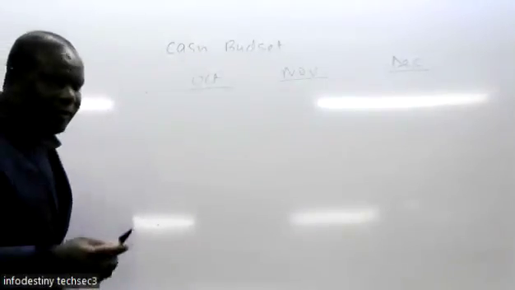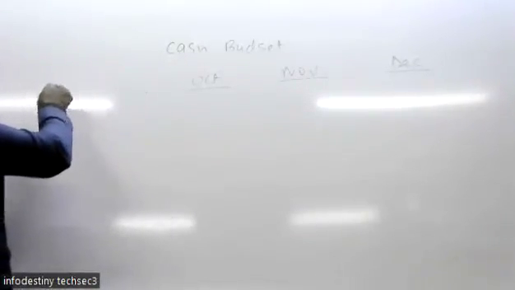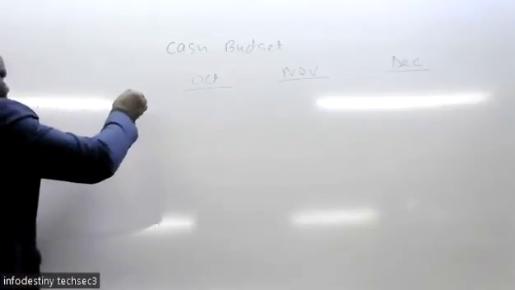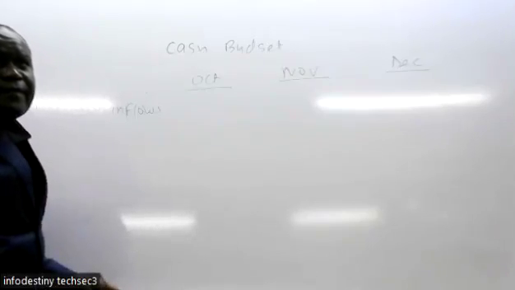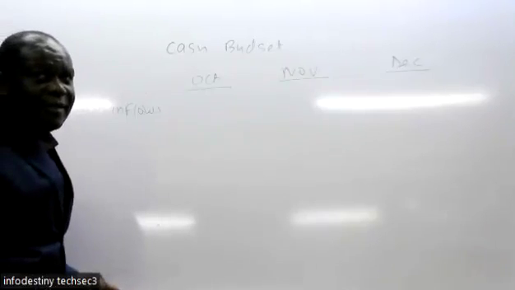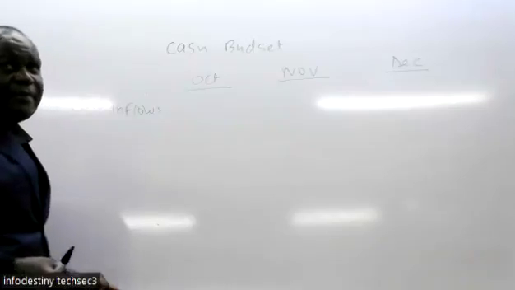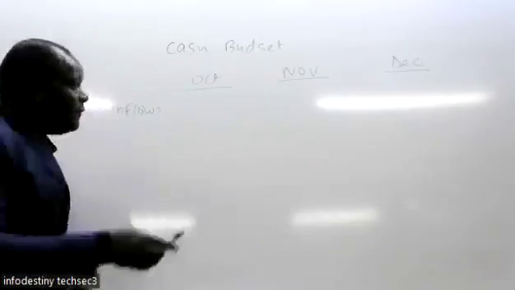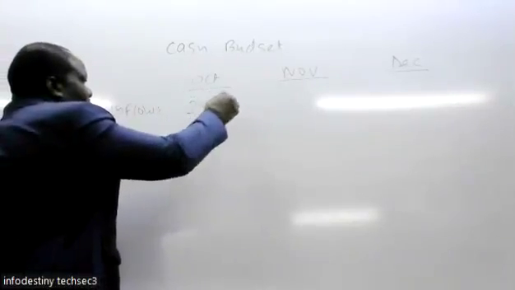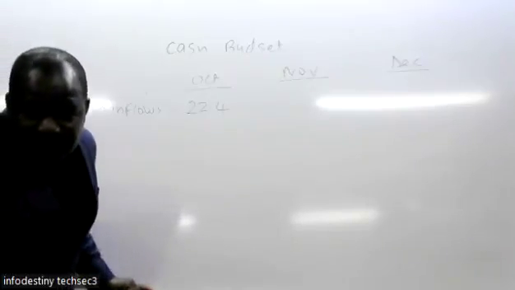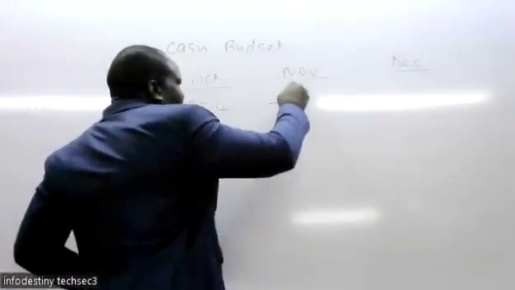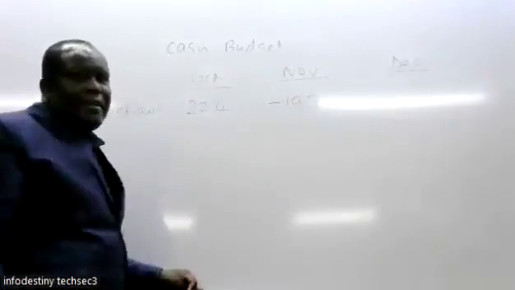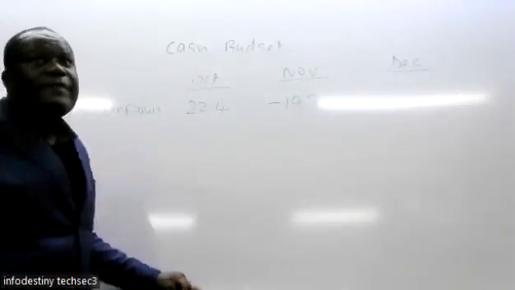Subtract the outflows from the inflows to get the net cash inflows. So when you subtract the outflows, in October they are saying it is 27.6, 22.4 after subtracting. How about November? 19.7. Then the one for December, 14.